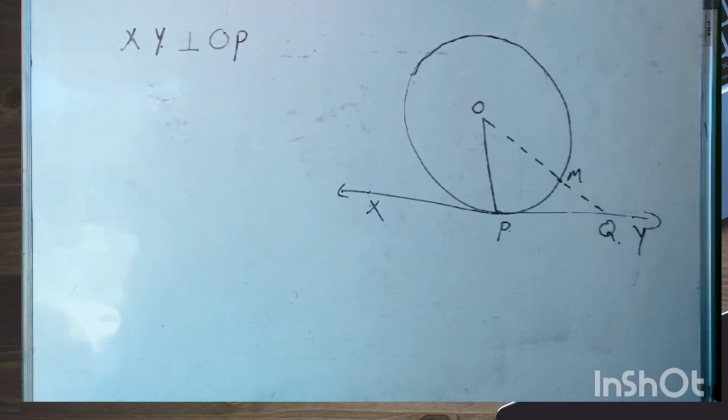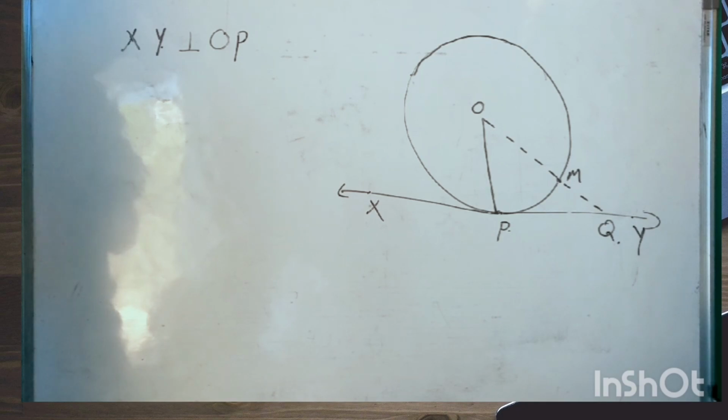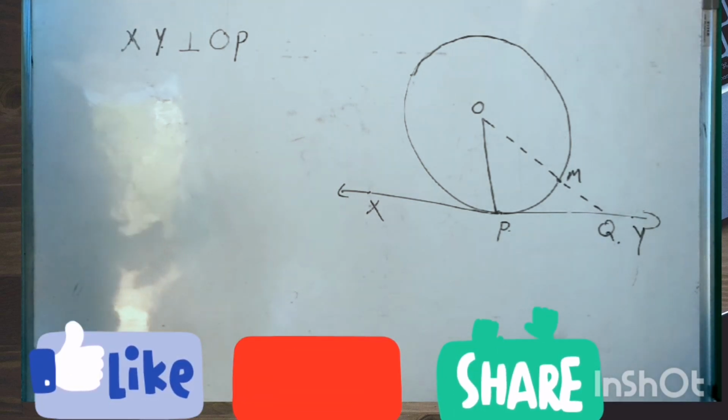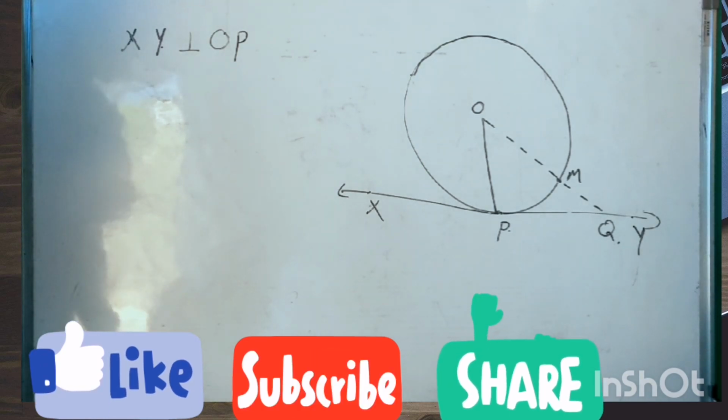Hi dear children, in this video we are going to discuss two theorems in the chapter circles. First theorem: the tangent at any point of a circle is perpendicular to the radius through the point of contact.